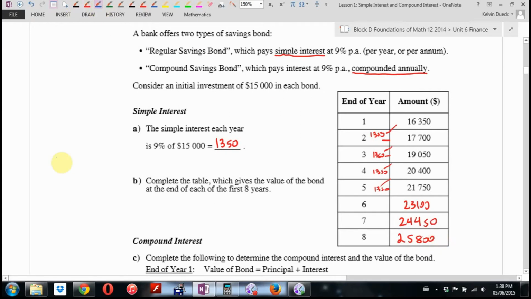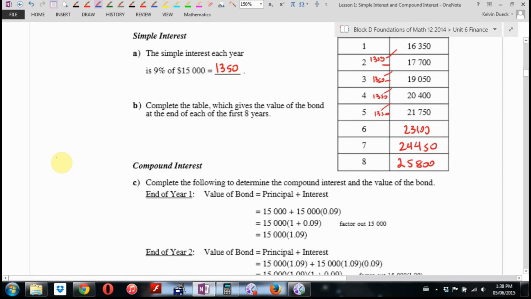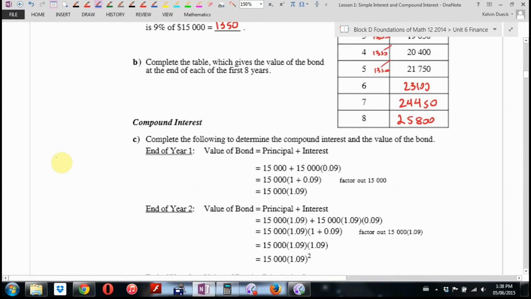Compound interest, we're going to be doing a lot more number crunching because each time the interest is added to the principal and we start over. In other words, at the end of year one, to calculate how much it's totally worth, it's the original amount plus the interest. There's a 15,000 here, there's a 15,000 here. That's a GCF, a greatest common factor. I can factor a 15,000 out, and that leaves me with a 1 plus 0.09.